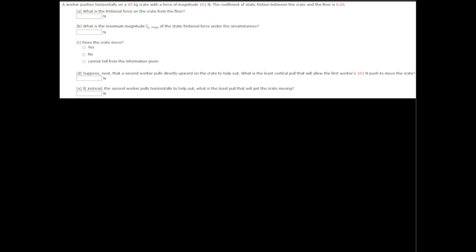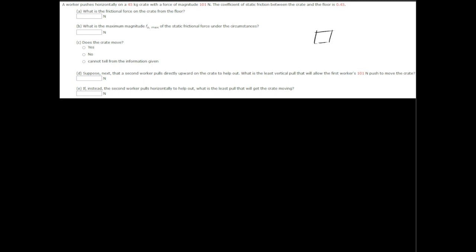PH261, Chapter 6, homework problem number 1. It says a worker pushes horizontally on a 45 kilogram crate with a force magnitude of 101 newtons. The coefficient of static friction between the crate and the floor is 0.45. So we can start here by just illustrating what exactly is going on.